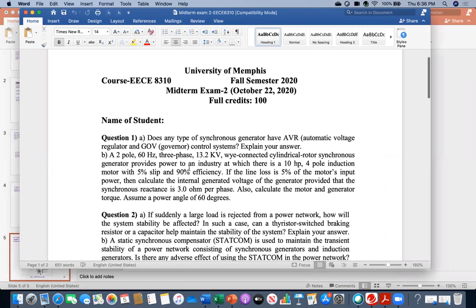So I'll be discussing the theoretical questions only. Does any type of synchronous generator have AVR, automatic voltage regulator, and governor control system? Explain your answer. What is the question?